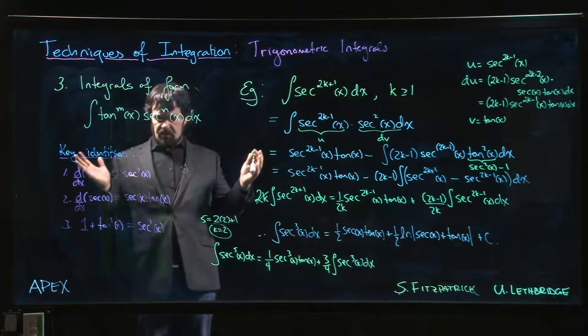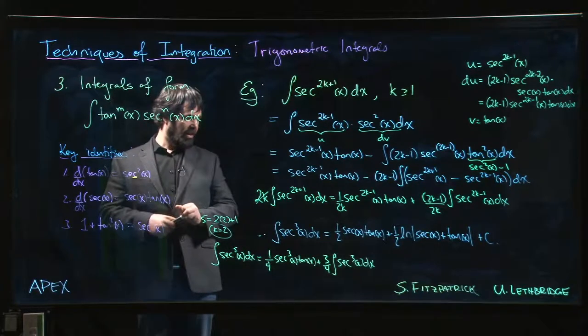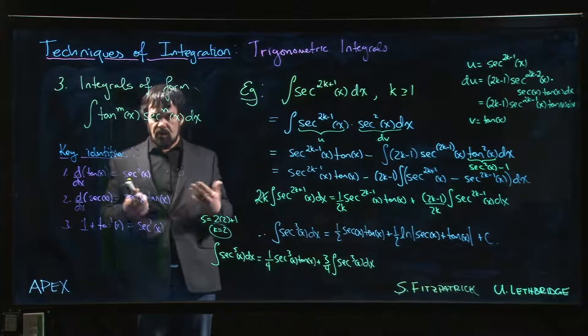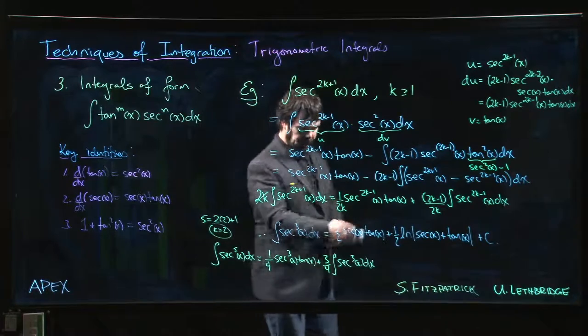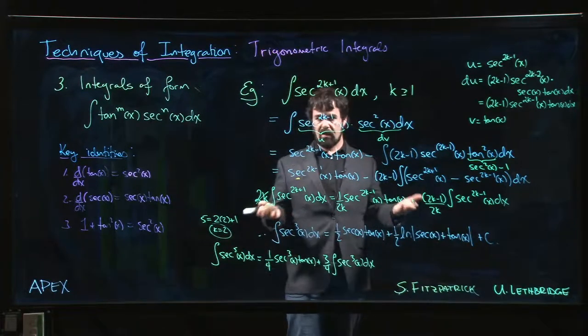Okay. So, yeah, it's an interesting exercise. It's fun to play around with. Now that you have it, you can use it to generate these results, right? You could figure out secant to the 5th by plugging this in. Once you've got that, you get secant to the 7th. You want secant to the 9th? You can do that too.